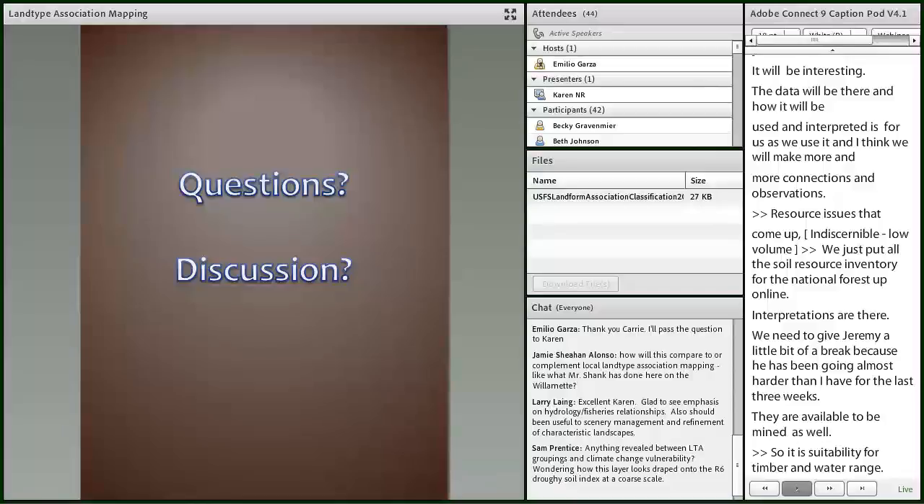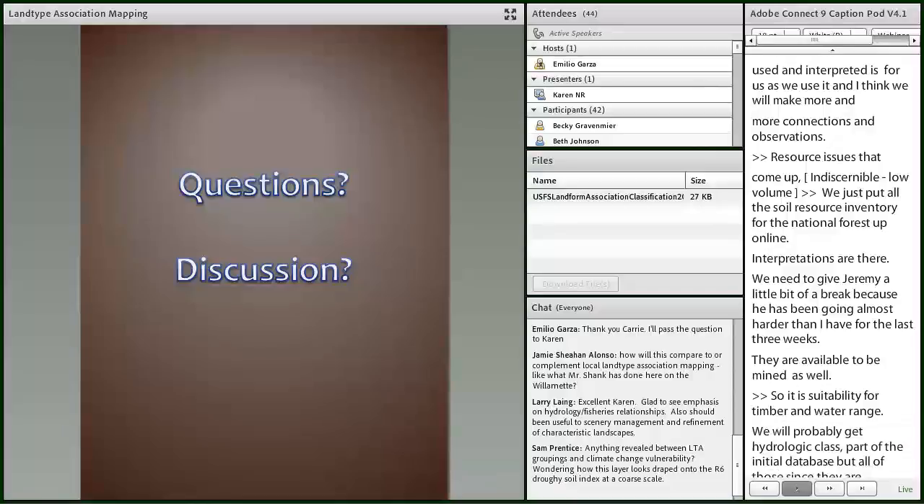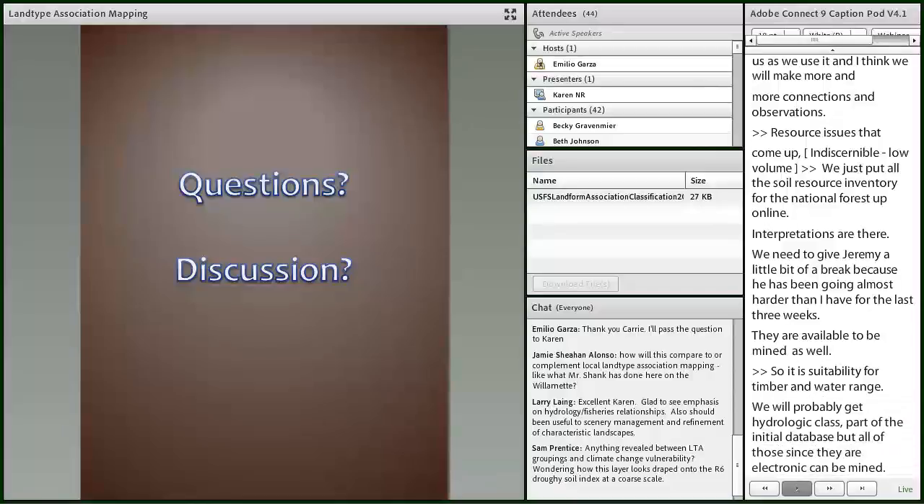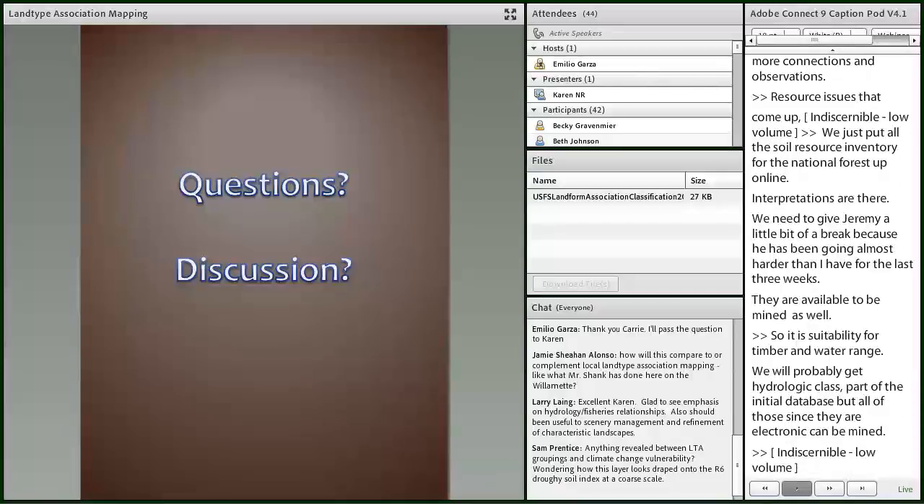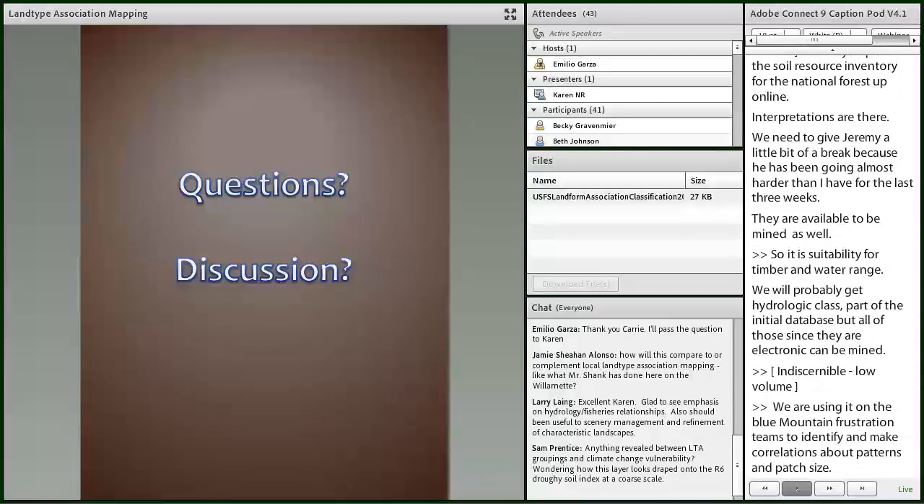So guides for mining would be the thing to do. Develop some case studies, guides for mining, pulling information into an application, and doing case experiments on how to use it, like what you've done. We're using it on the Blue Mountain restoration team to make correlations about pattern and patch size, species distribution, and where to best locate cold forest refugia, site productivity, and fire refugia.